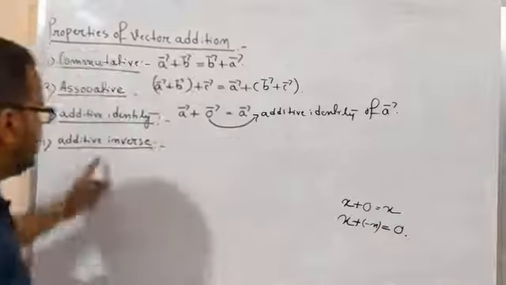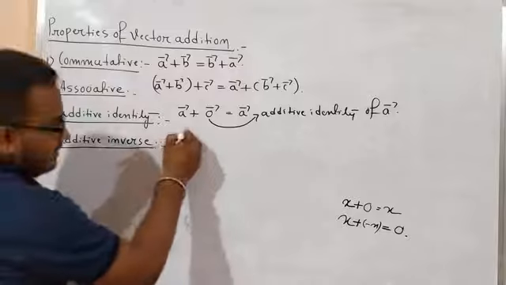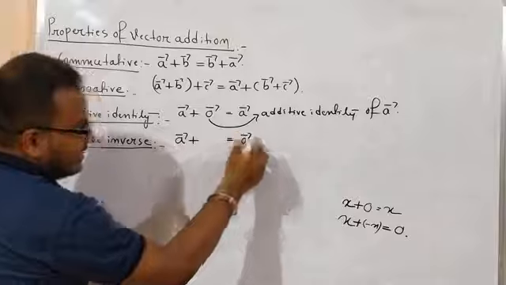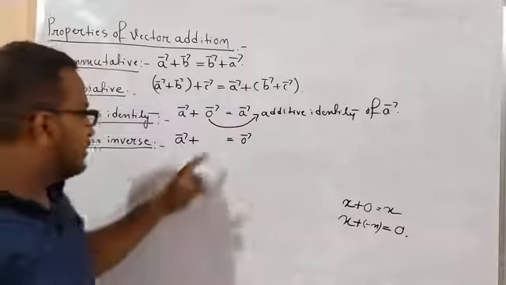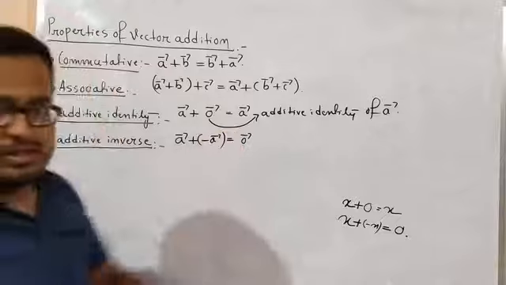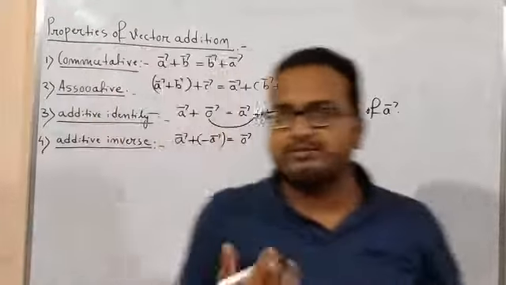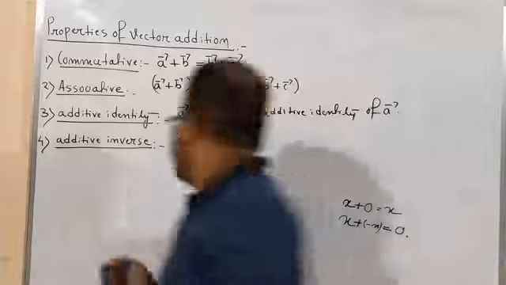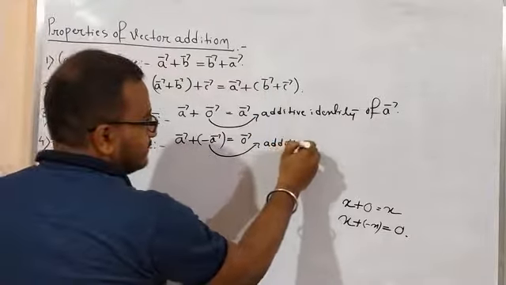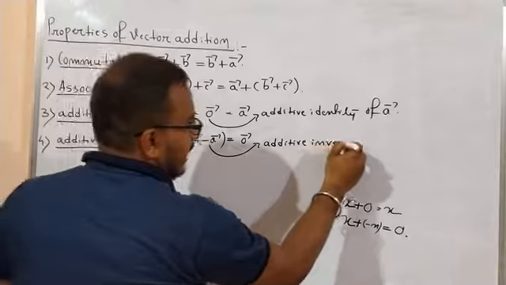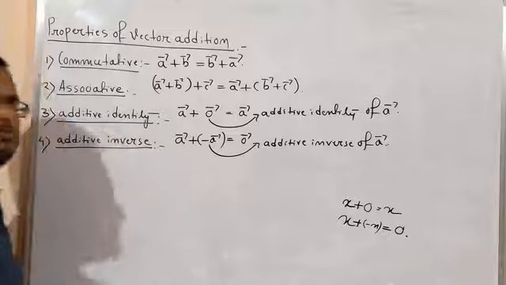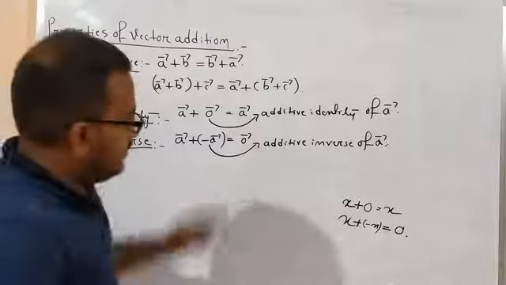Okay. So in this case also, if you take any vector a, vector plus what to add here so that you get the additive identity, 0 vector? Okay. So we have got that the negative of a vector will be minus a vector. So a vector plus minus a vector gives us the 0 vector. So in this case, this minus a vector is known as the additive inverse of a vector.